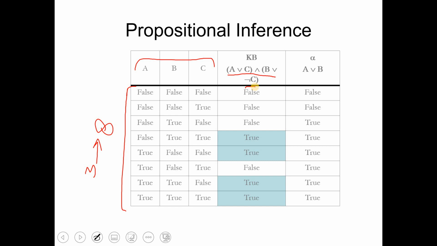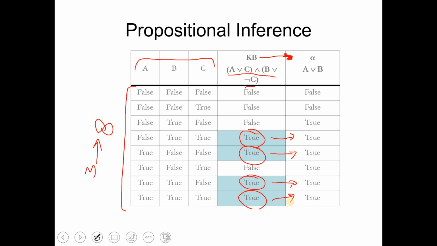This knowledge base sentence is true for 4 values, 4 models. Now what does inference mean? Inference means that I can say the knowledge base agrees with the new sentence. The new sentence can be derived from the knowledge base if alpha is true in those positions where the knowledge base is already true. I will check only these places. I don't care about the other places, which may be true or false.